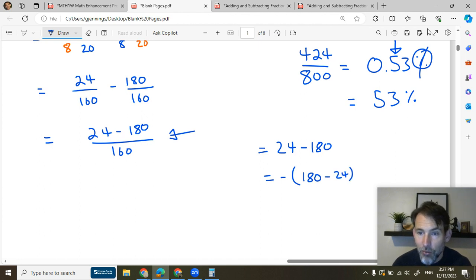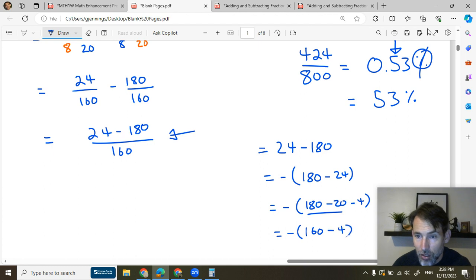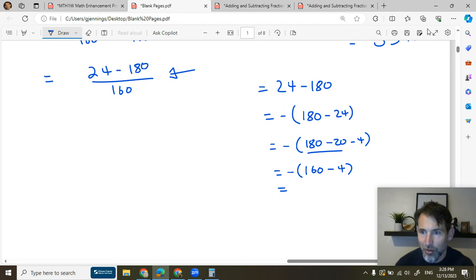And then even with that, 180 minus 24, I split that into 180 minus 20 minus 4. I break it up so that I can do it in my head. That's negative 160, minus 4. Oh, now I just have one little thing to do where I have to borrow one from the 6 or whatever. Minus 156. So that's my answer, negative 156.